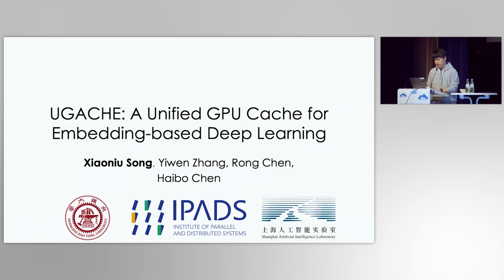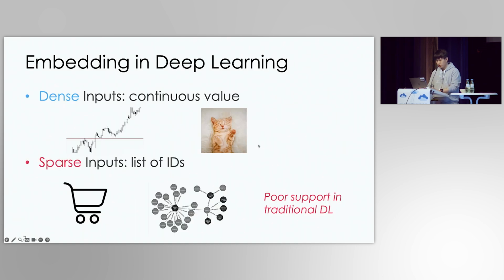I will introduce UGACHE, a cache system designed for embedding-based deep learning. Traditional machine learning can only handle dense, continuous input data. For example, the price of a product or the color of pixels in an image.